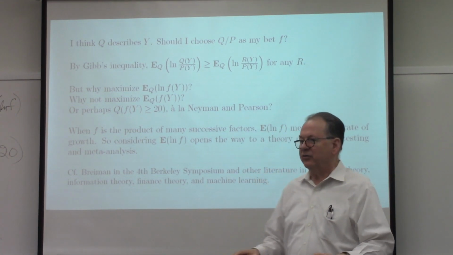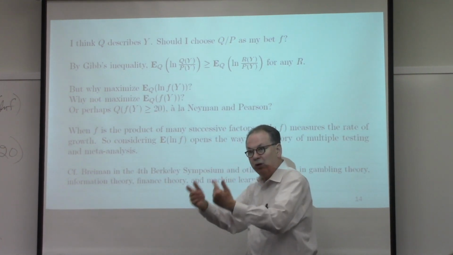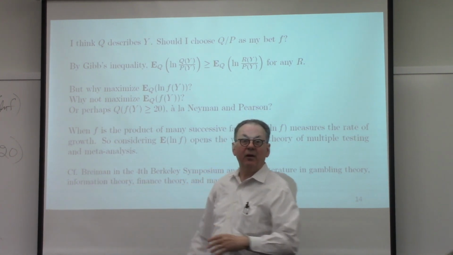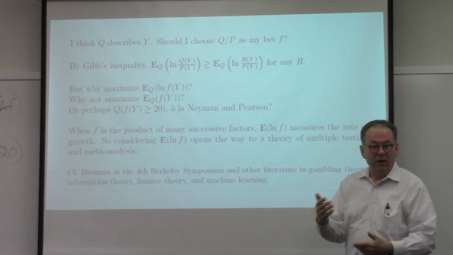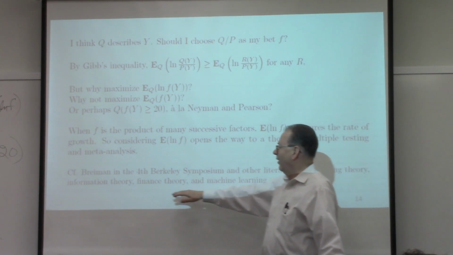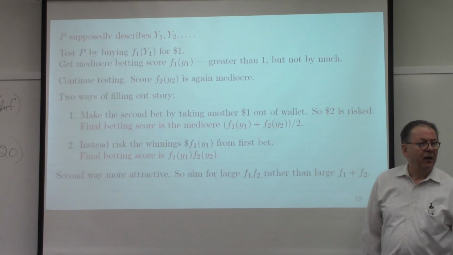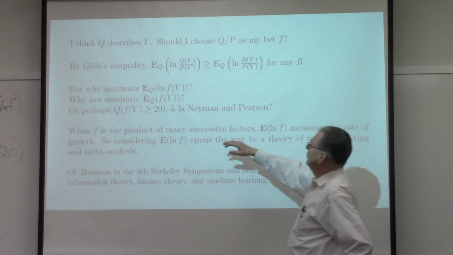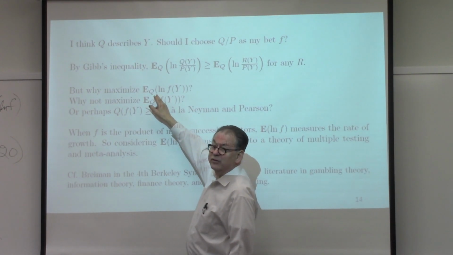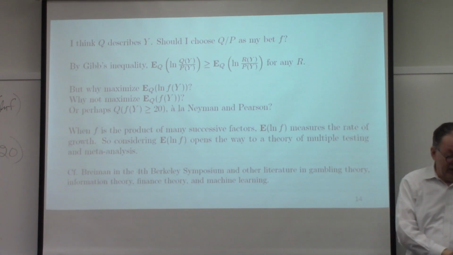All those fields, people have maximized the logarithm of the payoff because they wanted to maximize the rate of growth when there are many steps. That's what maximizing the logarithm does. You can see how in finance and gambling that's the obvious thing to do, but it's also true in information theory and machine learning. This expected value of the logarithm of the payoff is called the Kullback-Leibler divergence. So it's not something brand new.